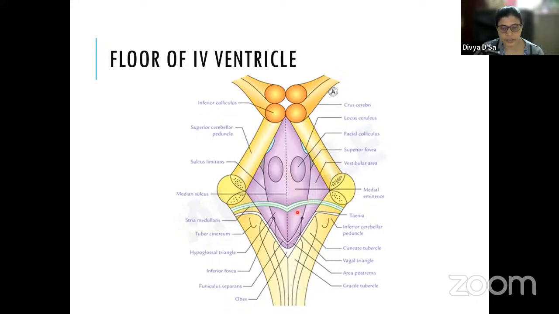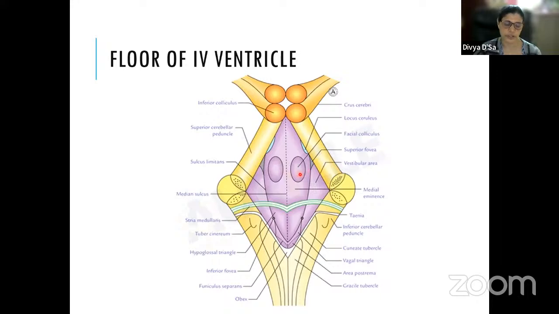Okay, so the lowermost part of the sulcus limitans will have a small oval depression at the level of the superior fovea. This is the inferior fovea, which you can see here. Now, this is the median eminence, right? On either side of the median eminence, there will be a swelling, which is known as the facial colliculus.